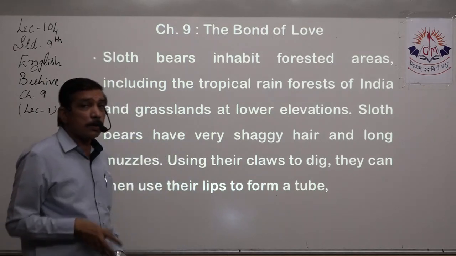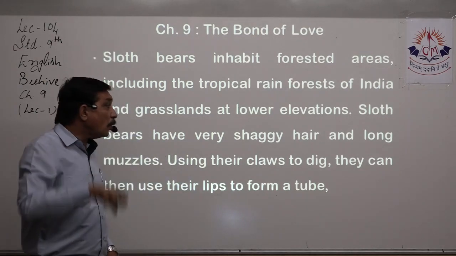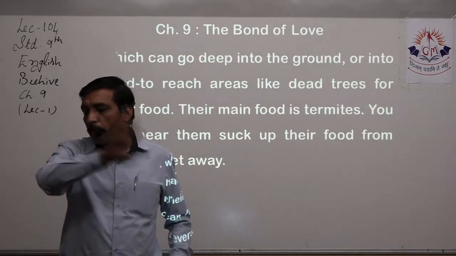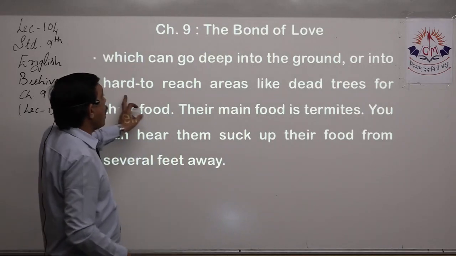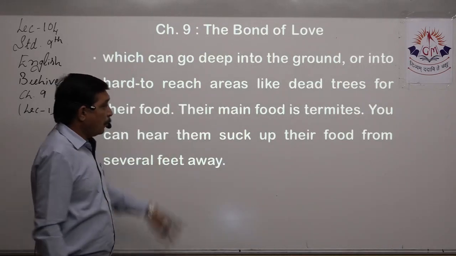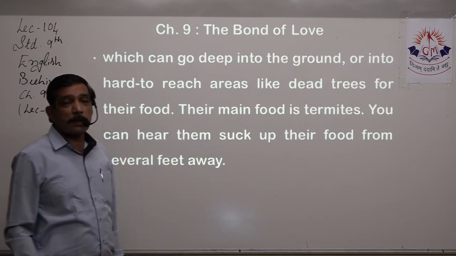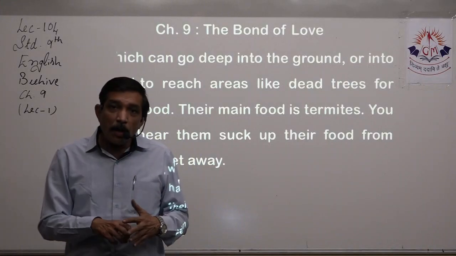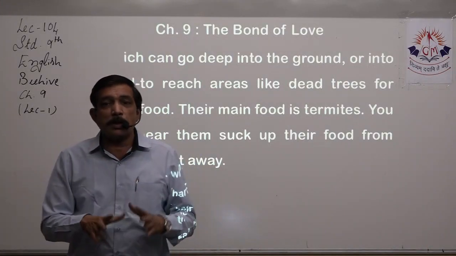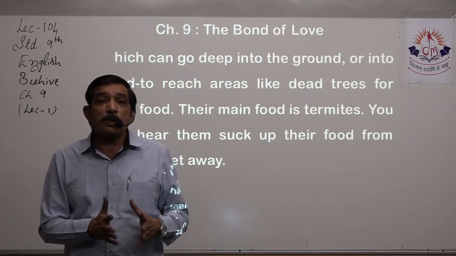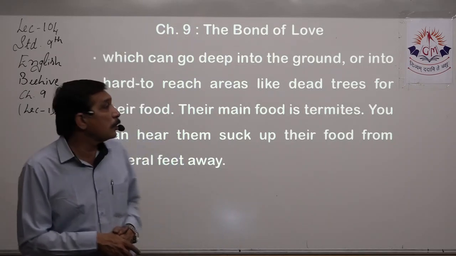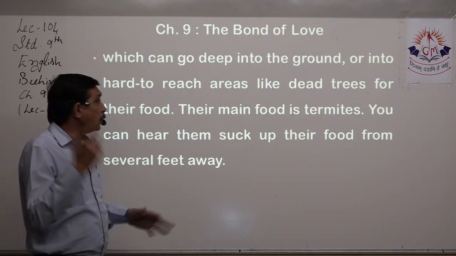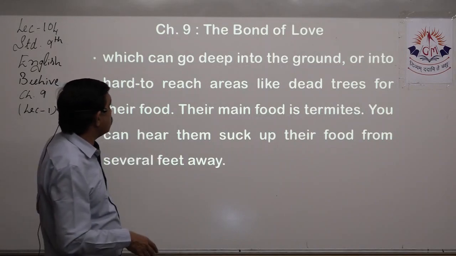So, using their claws to dig inside the wood, they can use their lips to form a tube-like structure, and then the tongue will go deep into the ground or into the heart of dead trees to reach their food. Their main food is termite. Termites can be found in the wood, and also in the ground, because they eat the wood and then come and stay in the soil. So it can go deep into the ground. Termites, then ants, etc., all of that is food, but they like termites the most, that is udai.